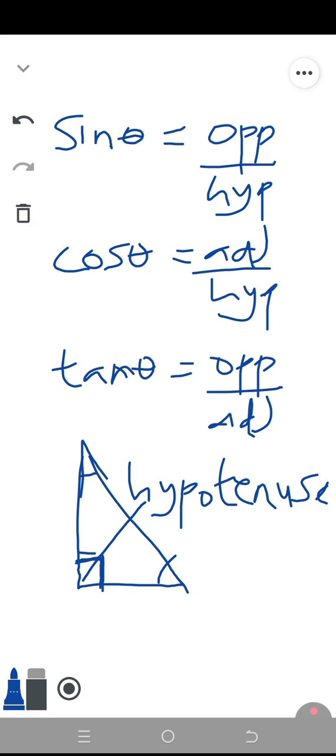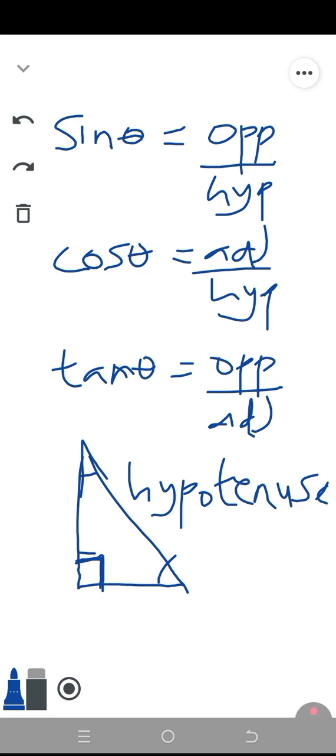Some people may say the hypotenuse is the longest side. Well, that's correct, but you can't easily know the longest side from here. So the easiest way to know your hypotenuse is to look for your 90, your right angle, and look for the side that is opposite to it, that is facing your 90. That is your hypotenuse. So now what is your opposite? And what is your adjacent?